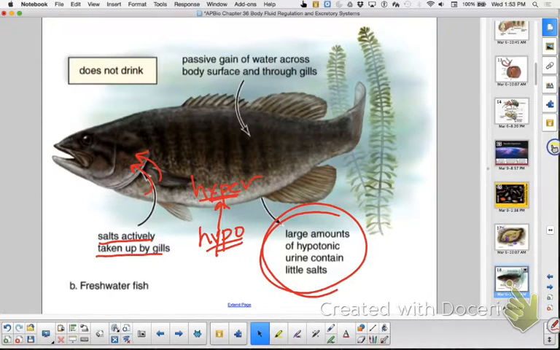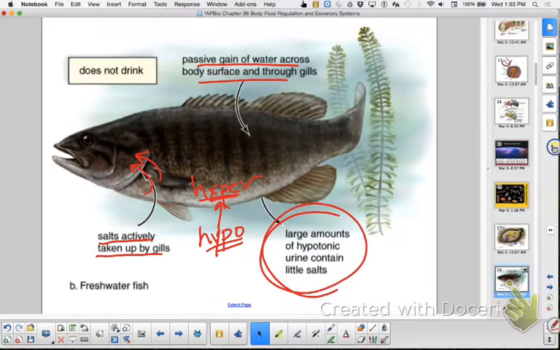And you don't need to drink because you have plenty of water. You can see right here, passive gain of water across body surfaces and through gills. So for freshwater fish: prone to water gain because they are hypertonic to the surrounding environment, and they do not drink water.